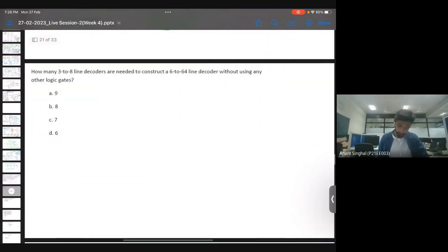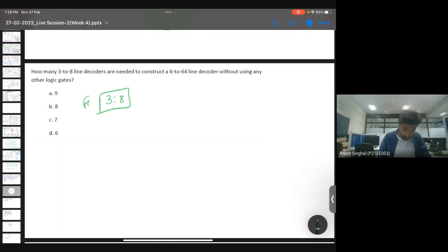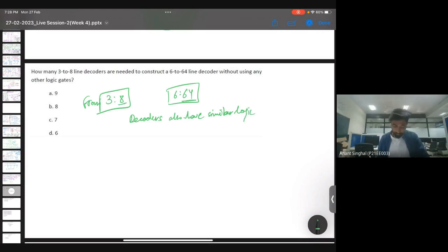So again, we have a decoder question. Maybe you can solve it in 2 minutes. I'll give you 2 minutes. So we need to make, sorry, from 3x8 decoders, we need to make a 6x64. So decoders also have similar logic as I told you in demux. So you can try 64 and 8 for the same and tell me what is the number.